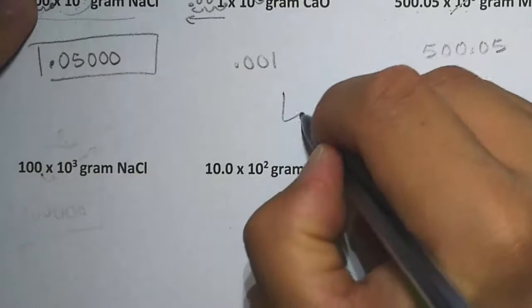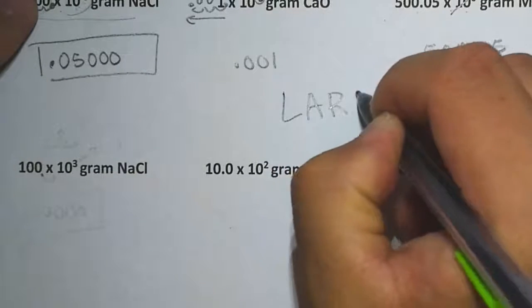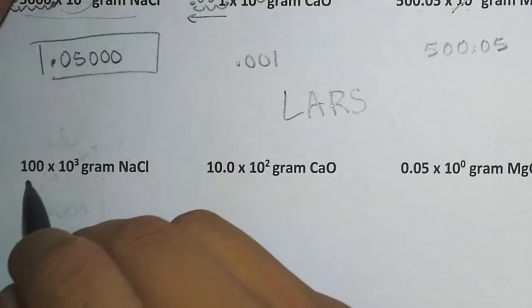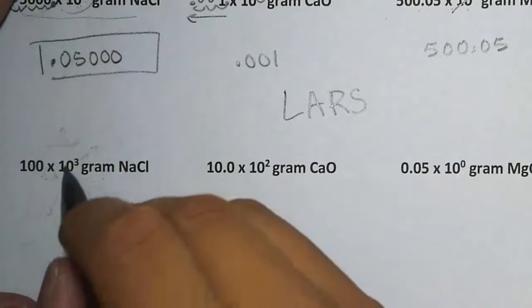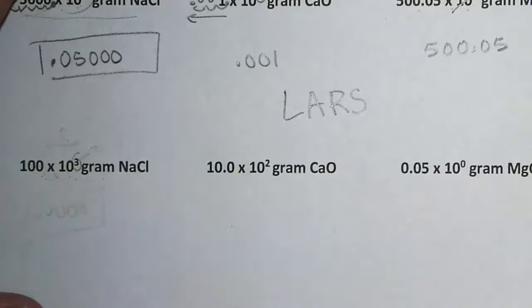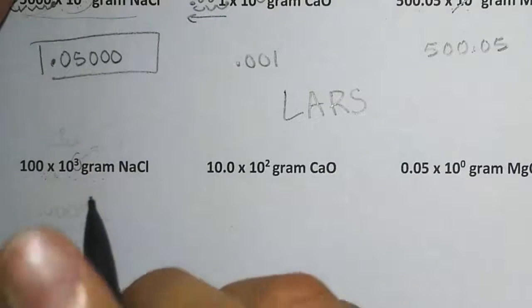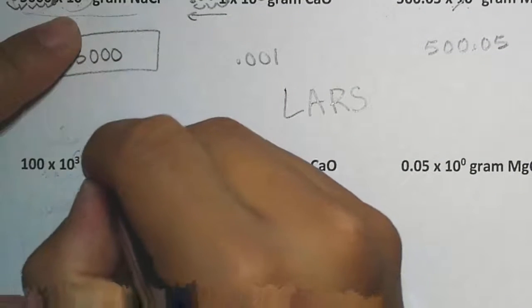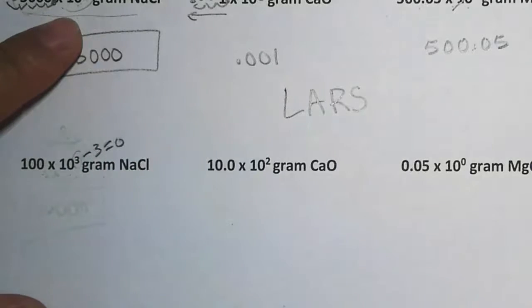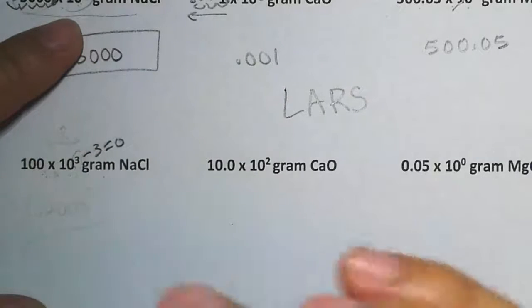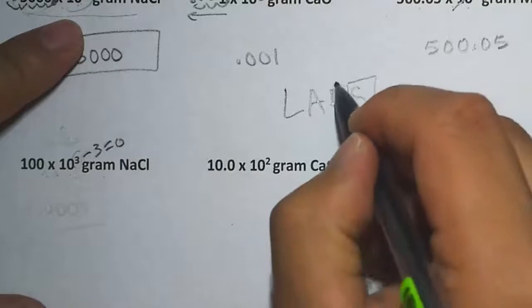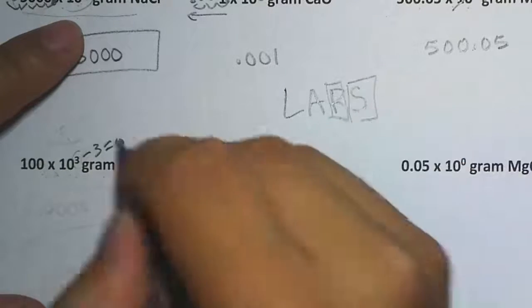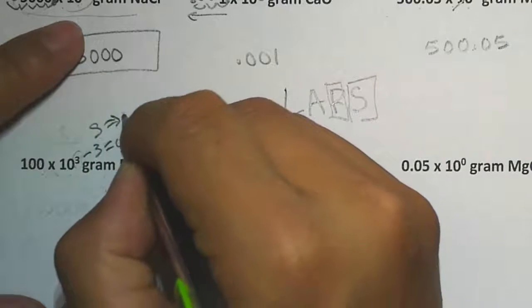Again, the concept of LARGE is still applied. In this example, we have 100 times 10 to the third grams of NaCl. Notice how the exponent is positive. So how can I make plus 3 become 0? Of course, I'm going to minus 3, and that will give us 0. And when we minus, that is subtraction, which is the S in LARGE. And what direction is that? That is the right. So subtract, going to the right.